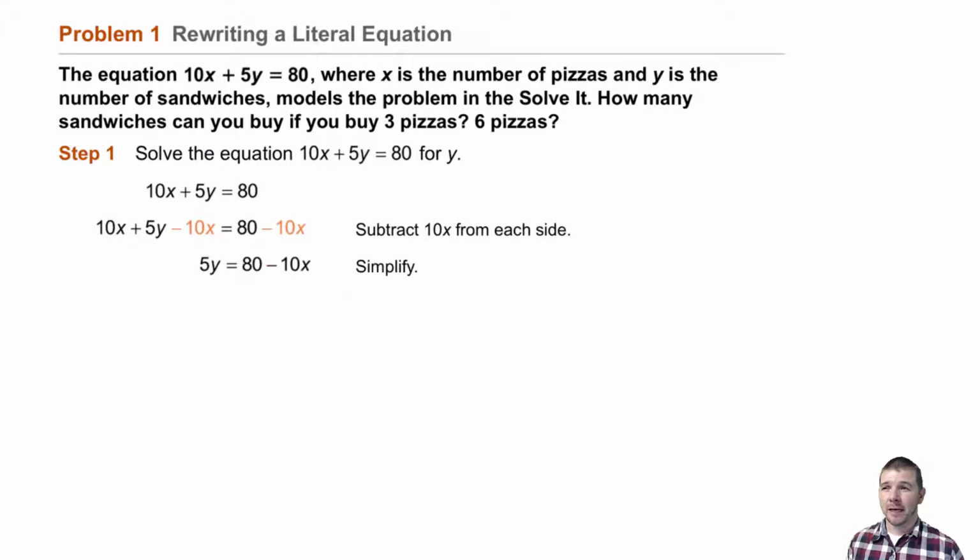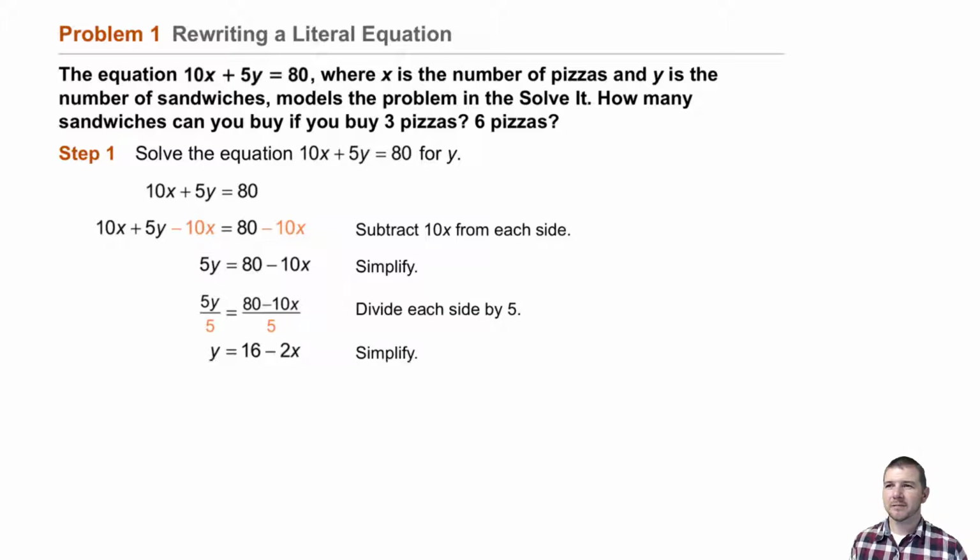Continuing to isolate y, we'll divide each side by 5. That's the inverse of multiplying by 5, and we'll undo the 5 times y. 5y over 5 equals 80 minus 10x over 5. So on the left, we have y. On the right, 16 minus 2x. That's our simplest form now, with y isolated. We've solved the literal equation for y.